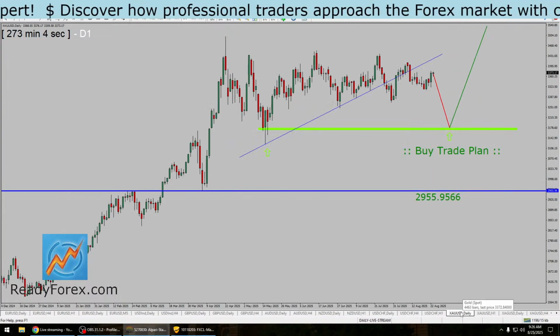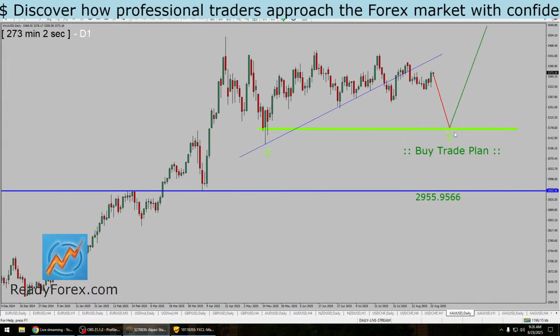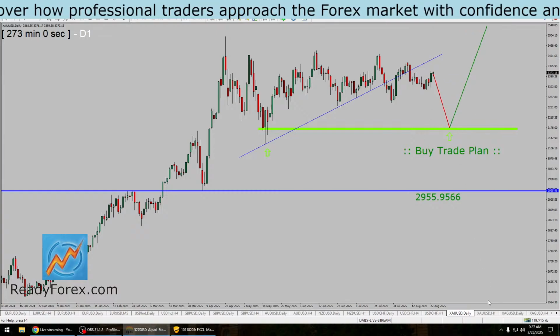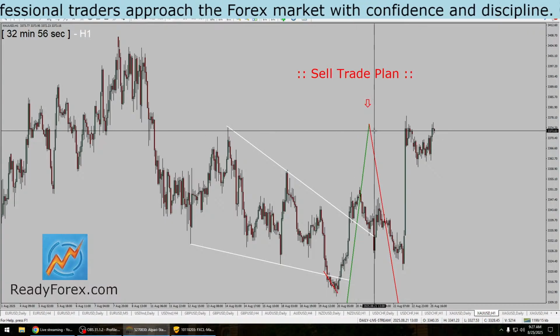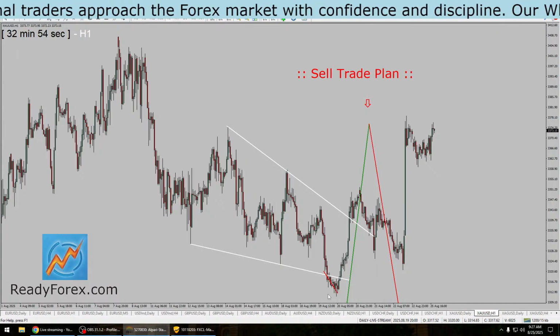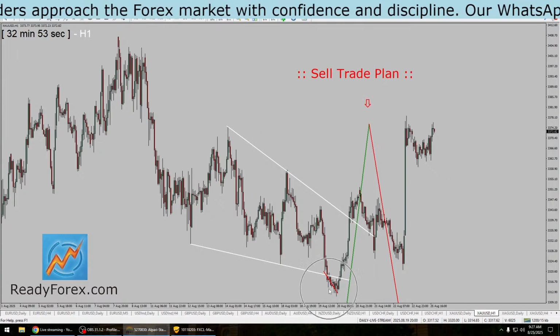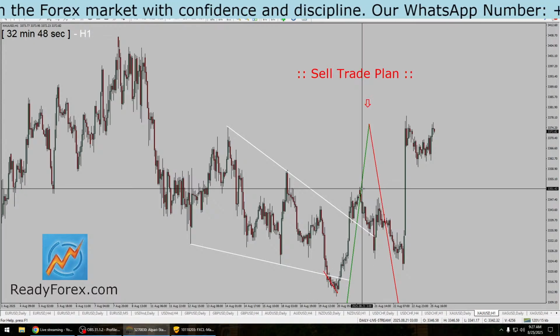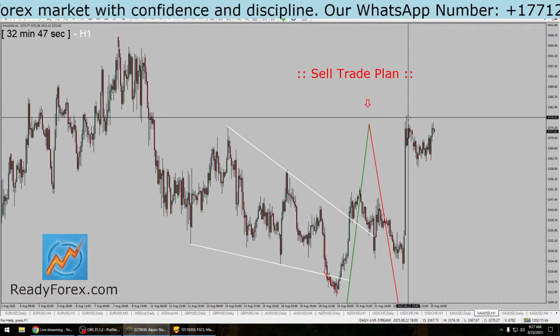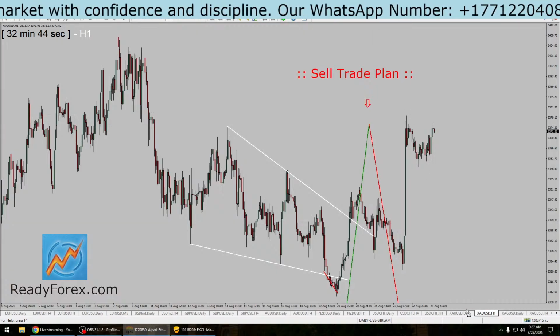Next one, spot gold. Spot gold is most likely going to drop. This is the buy trade plan. This is the daily chart. Let's go to a 1 hour. 1 hour, this was the sell trade plan right over here. I told you guys this was the wedge shape formation, the ending diagonal, and we got this as a potential wave A, B, and C zigzag pattern.